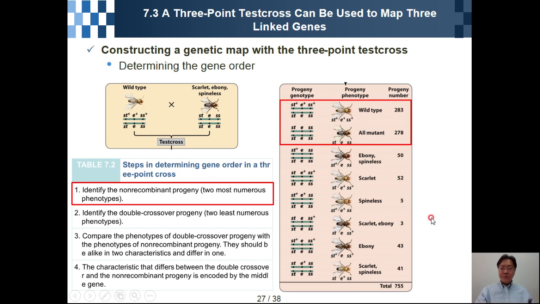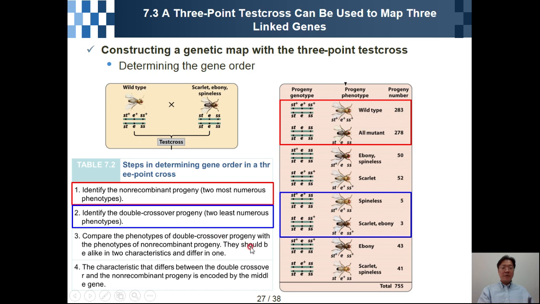Next, we have to identify the double crossover progeny. If double crossover happens, the progeny will be very rare. So we have to identify the two least numerous phenotypes. We find that 5 and 3 are the two least numerous phenotypes. So these are probably the double crossover progeny.